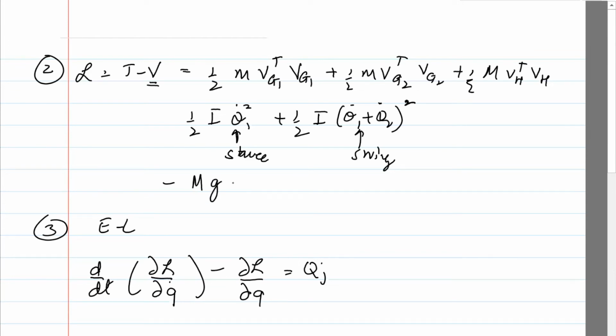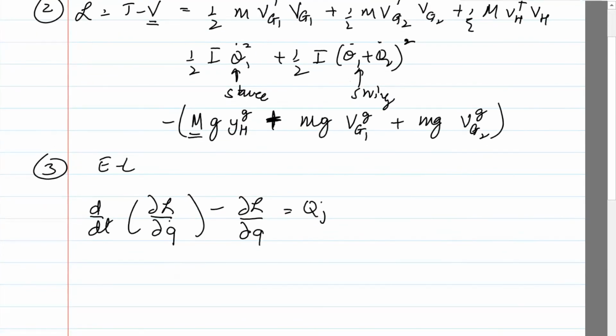And then finally, to subtract out potential energy, I would say mg. Now I would use y. So since capital M is associated with the hip mass, I have to put yhg plus mass gravity vg1 with respect to g, mg vg2 with respect to g. Okay, so now I have got the Lagrangian. Now I do the Euler-Lagrange equations, which I wrote down here.